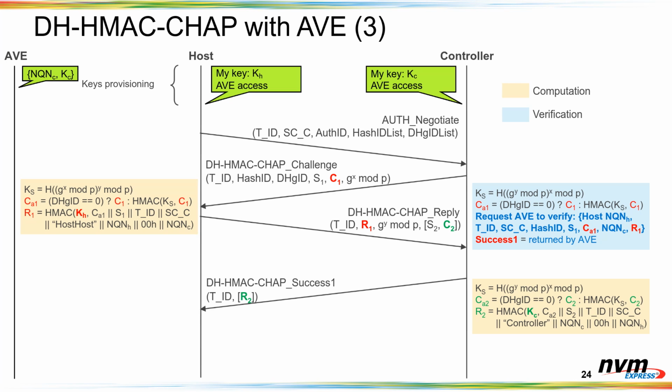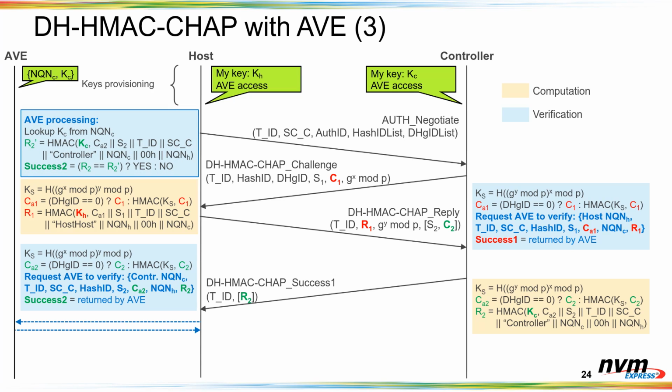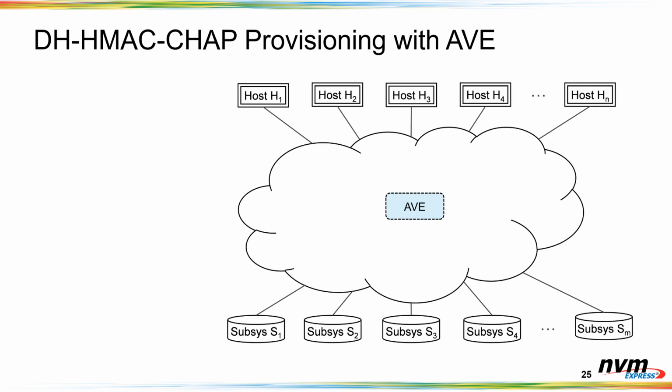The controller receives a challenge C2, computes a response R2, sends the success one to the host, and the response arrives to the host. Rather than performing a local computation, the host asks the AVE to do the verification for itself. The AVE looks up the key of the controller, performs the verification, computes the expected response and verifies if it is equal to the received response, and if yes, we succeed.